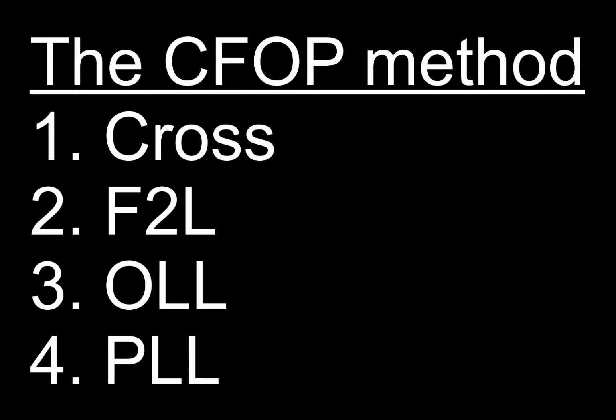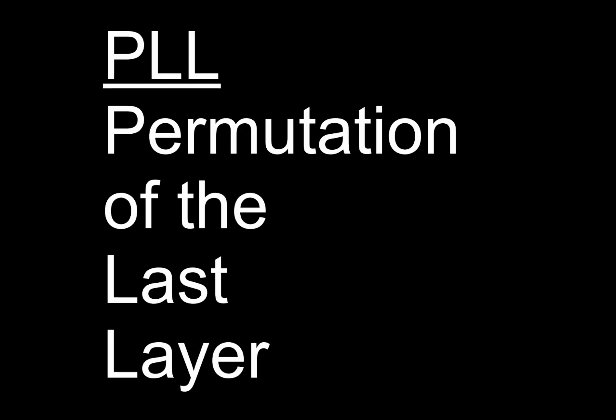In this tutorial, I will be teaching you 2-Look PLL. CFOP is an advanced method to solve the Rubik's Cube and is even used to set the world record. CFOP stands for Cross, F2L, OLL and PLL. This tutorial is about PLL, which stands for Permutation of the Last Layer. This is the last step of the CFOP method used to finish off solving the cube.